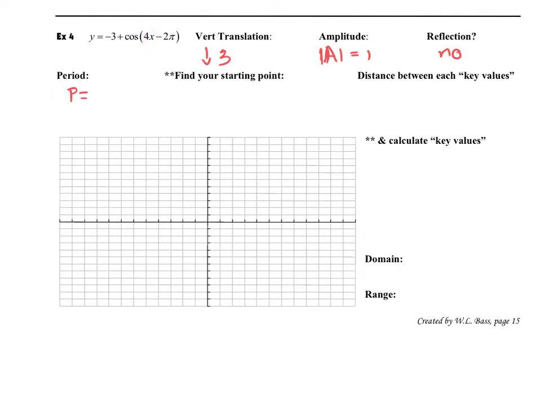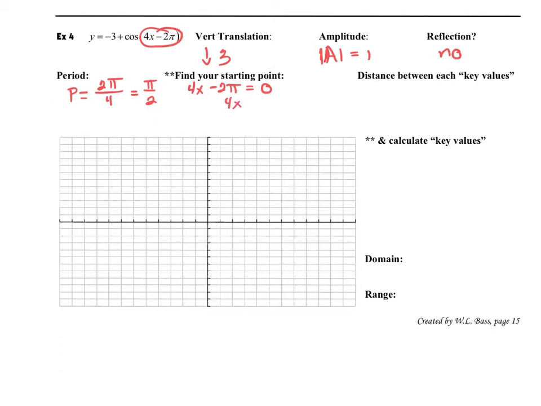This time I do have a period change, so I'm going to do 2 pi divided by that coefficient of 4. So now my period is only going to be pi over 2. So instead of taking a whole 2 pi to finish, it's going to finish in 1/4 of the time. Now, to find my starting value, notice that we have both a period change and a horizontal shift, a phase shift. So we're still going to take this full amount, 4x minus 2 pi, and set that equal to 0 because the parent cosine graph starts at 0.